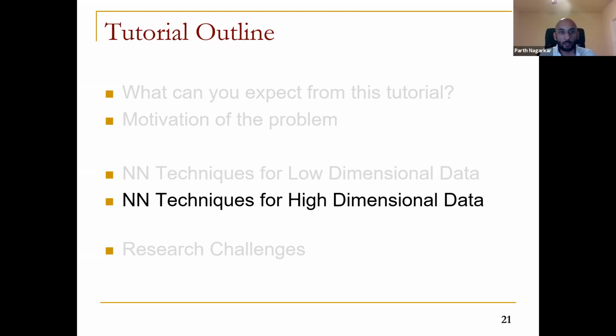Right, that is what we are going to see now. I'm going to talk about how to deal with the curse of dimensionality in this part of the tutorial.